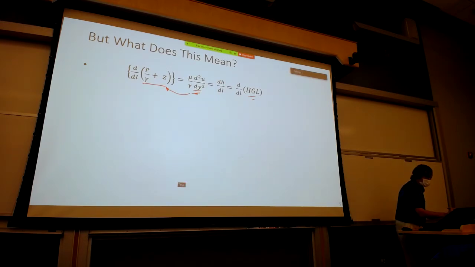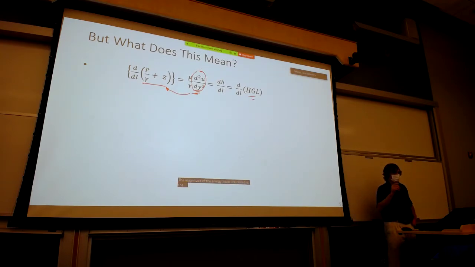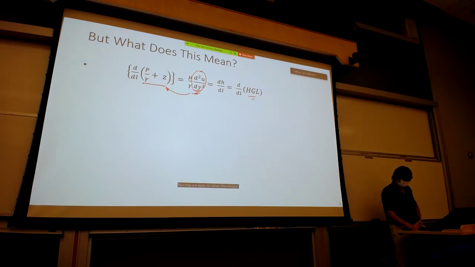The magnitude of the energy losses are related to the kinetic energy, V squared over 2g. But they are taken, stolen from potential energy. That's a really important point for you to remember.